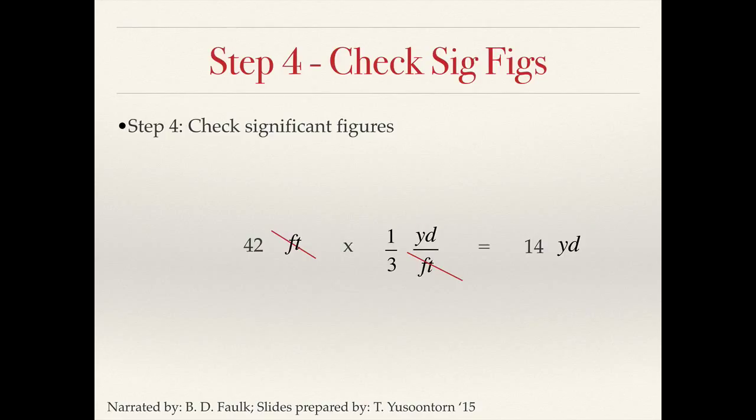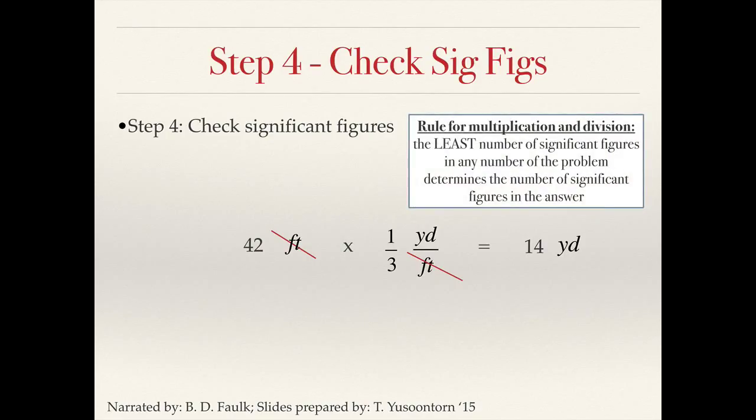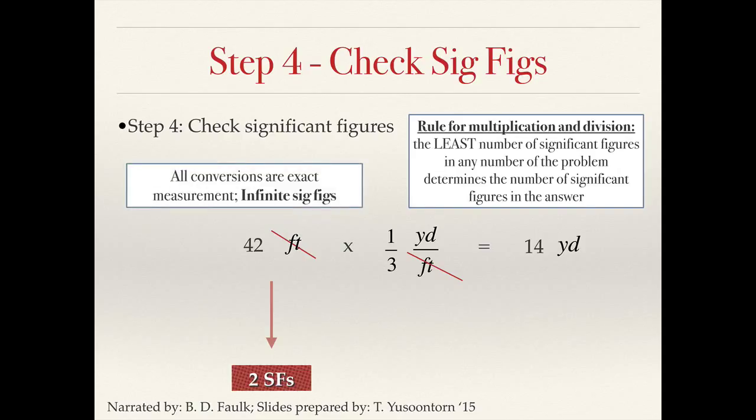Finally, I'm going to check my significant figures. Again, if you haven't gotten there, that's okay. But we know for multiplication and division that we're going to keep the fewest number of significant figures. Now, 42 feet has 2 significant figures. That's pretty straightforward. Remember that many conversion factors are exact definitions.